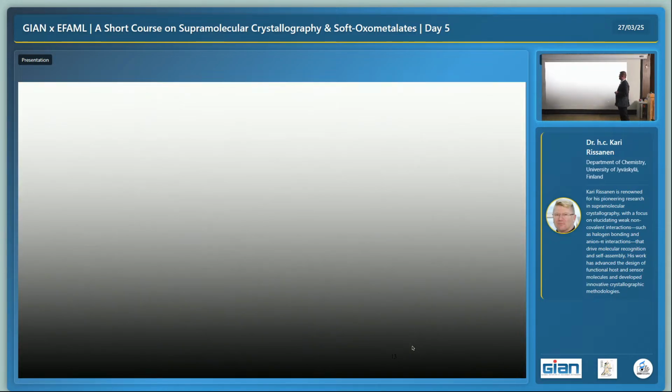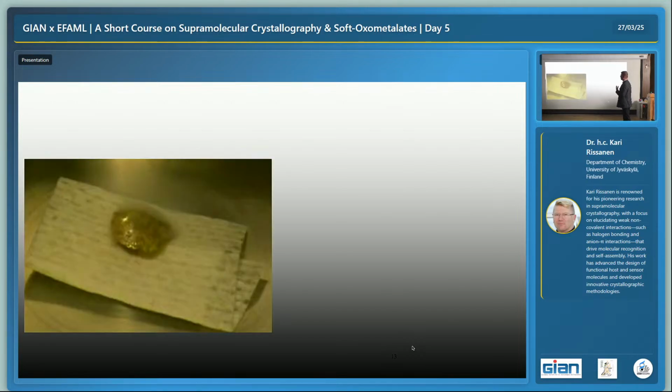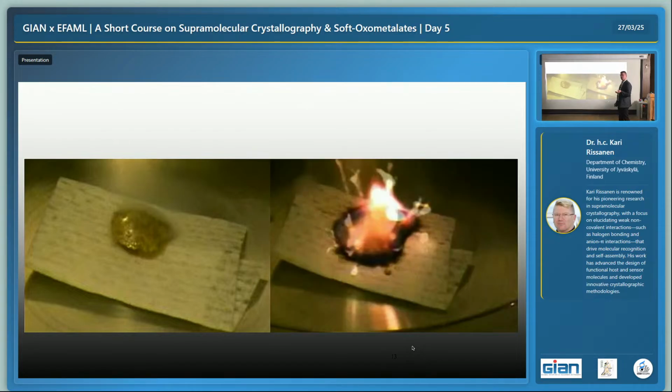So, the X-ray structure. Now, why this was interesting is this. This is now an image of not a metal, although it looks like a metal. This is white phosphorus, and the white phosphorus is kept in water or underwater, because if you take it out, this happens. It starts to burn.